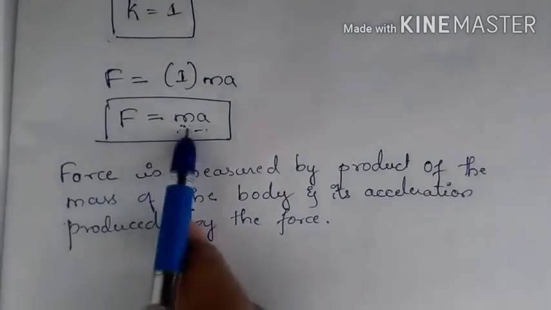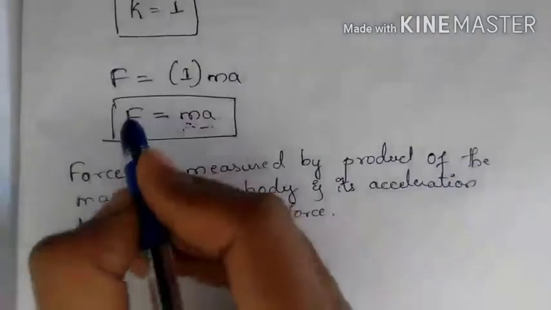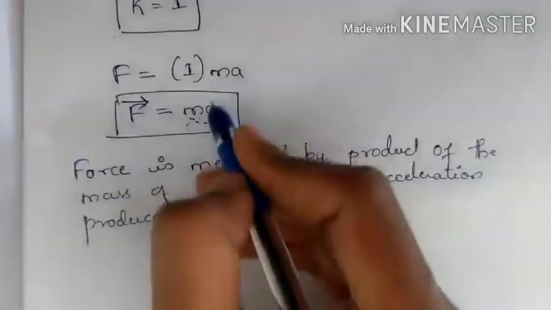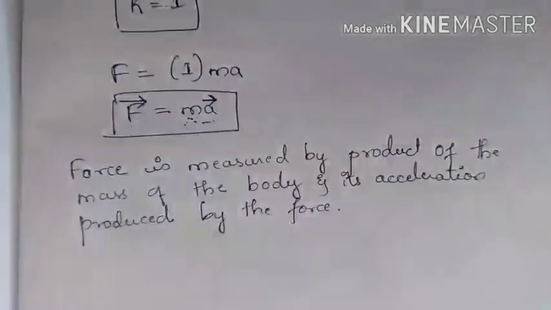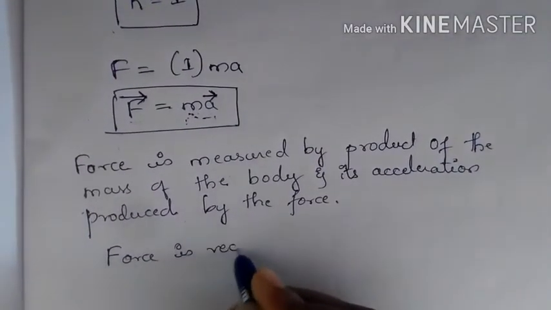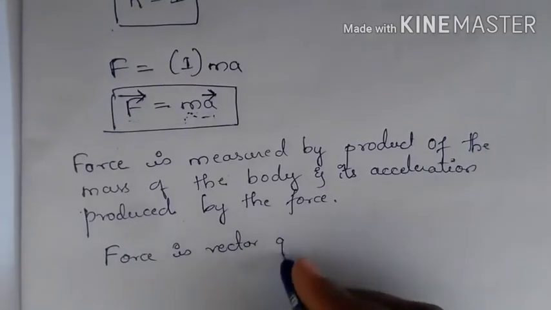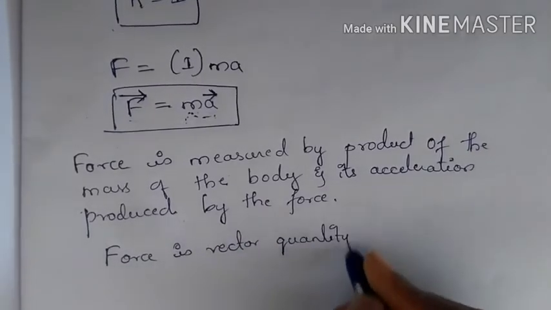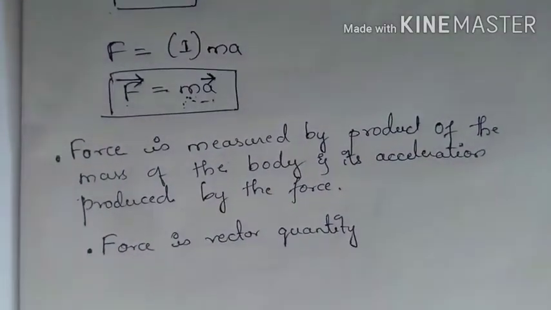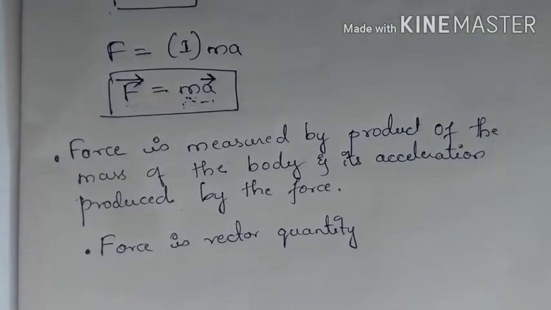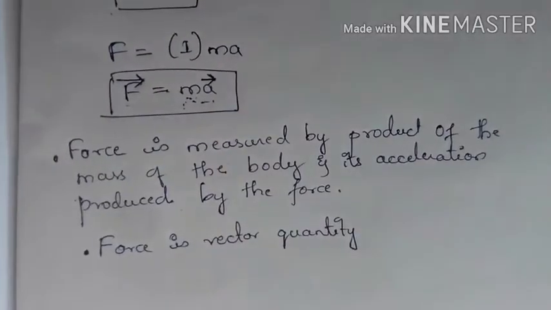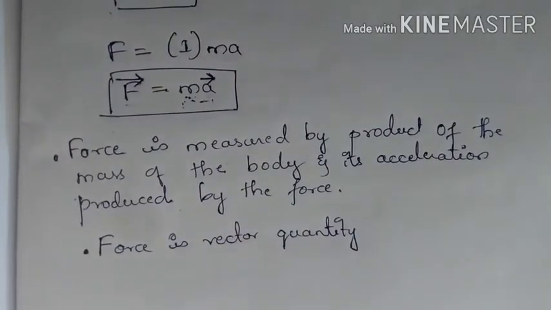Next, force is a vector quantity, so we have to write an arrow mark on top of it. And A, we also know, is again a vector quantity. So force is a vector quantity. Next, in vector form, how do we write force? F with an arrow mark is equal to M times A with an arrow mark. So that is in the vector form.